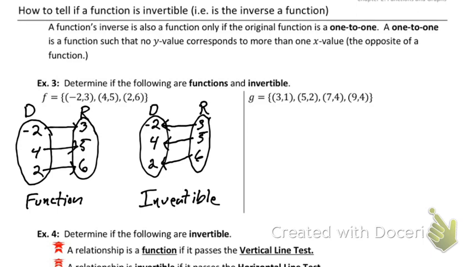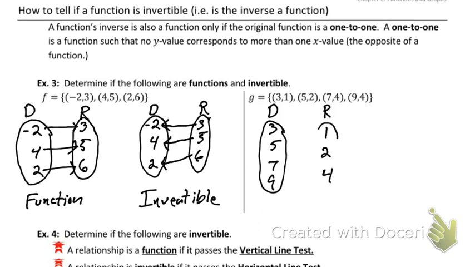On our next one, my guess is it probably won't be invertible, because it'd be pretty boring if I just had both that worked. So our domain is 3, 5, 7, 9. Our range is 1, 2, and 4. All right, 3 maps to 1, 5 maps to 2, 7 maps to 4, 9 maps to 4 as well. Is that a function? No.